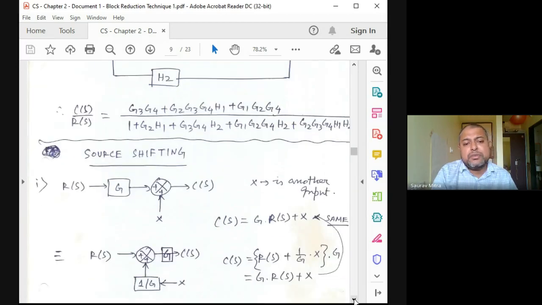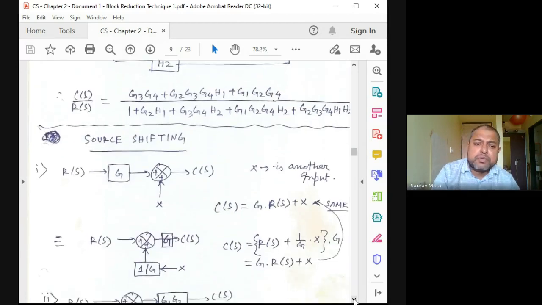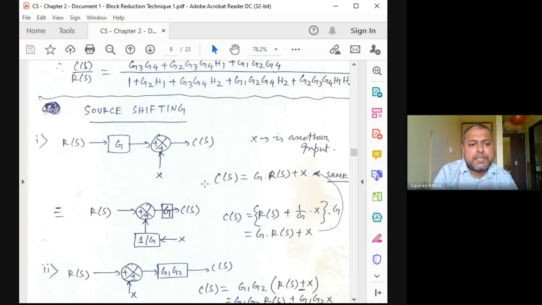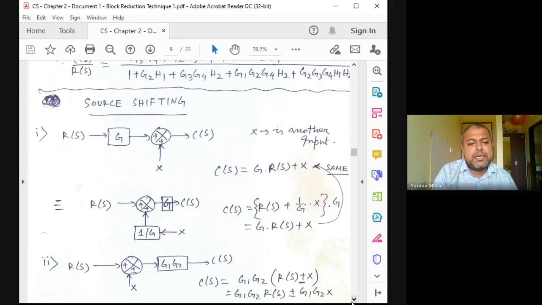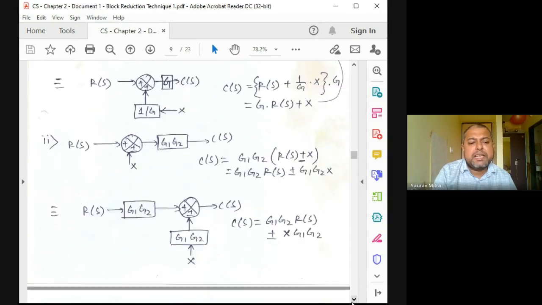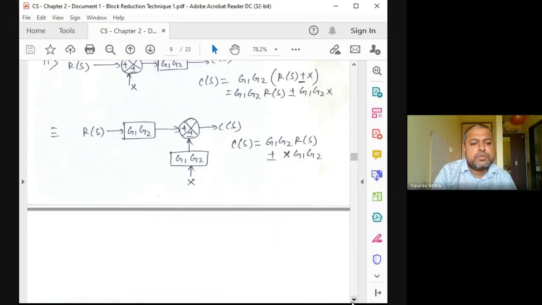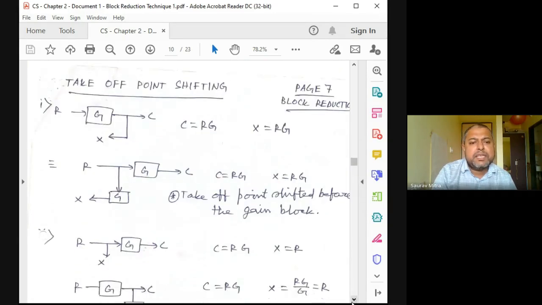Now you can see, I had made these notes quite before. So the source shifting and all these things. Source shifting, so R(S) and X, they are the source. The same rules I have explained here. The same thing we have done in the previous class. So these rules we are not going to see. Directly we will see the numerical.